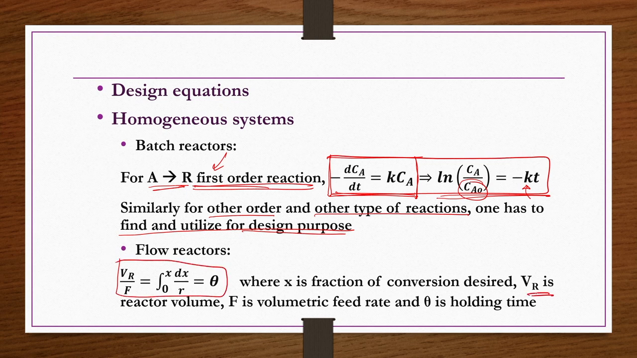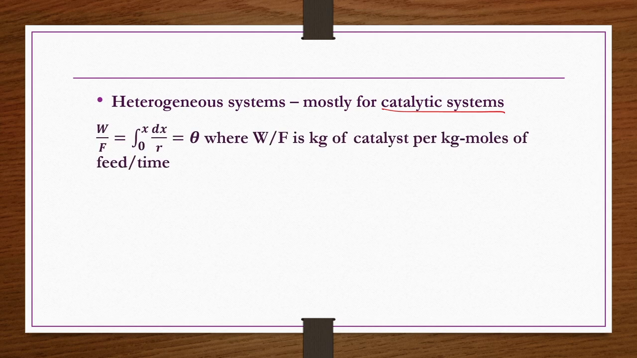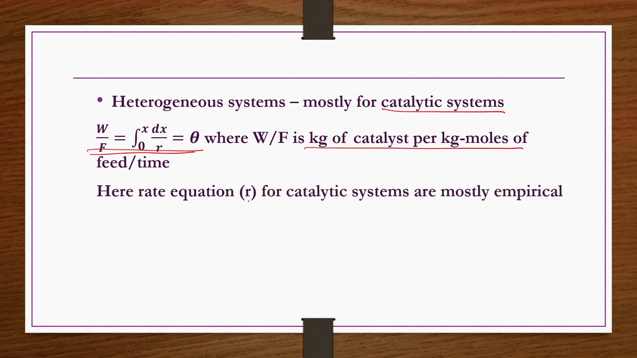Vr is the reactor volume, F is the volumetric feed rate, theta is the holding time. If you have heterogeneous systems, mostly for catalytic reactions, such kind of heterogeneous reactors are used. So the equation is this one, where W by F is nothing but kg of catalyst per kg moles of feed per time. Here the rate equation R for catalytic systems is mostly empirical.